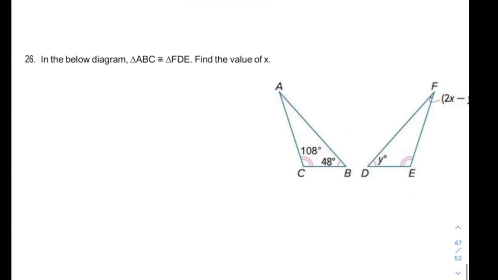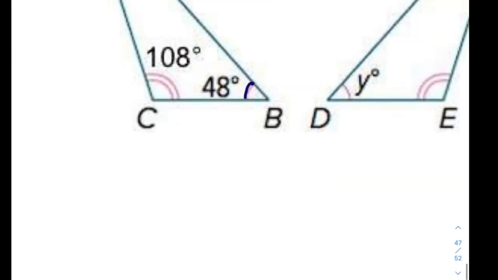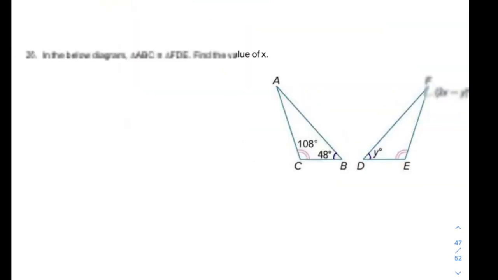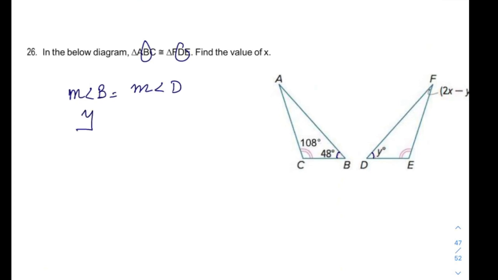In the below diagram, triangle ABC is congruent to triangle FDE. Find the value of x. Now let's start with the easy part. It's very clear here that angle B is equal to angle D. So measure of angle B is equal to measure of angle D as a result of the statement of congruence. So Y equals 48. Okay, let's do it in order.